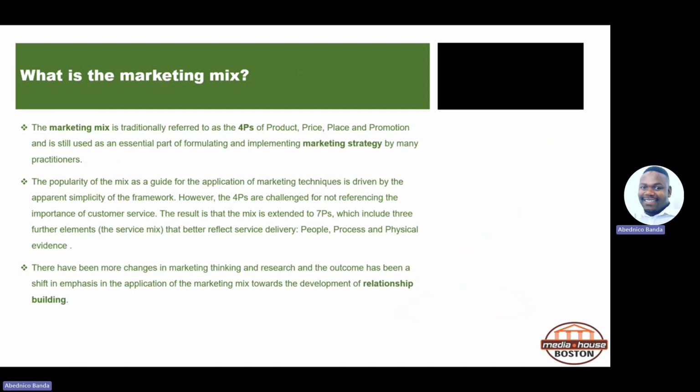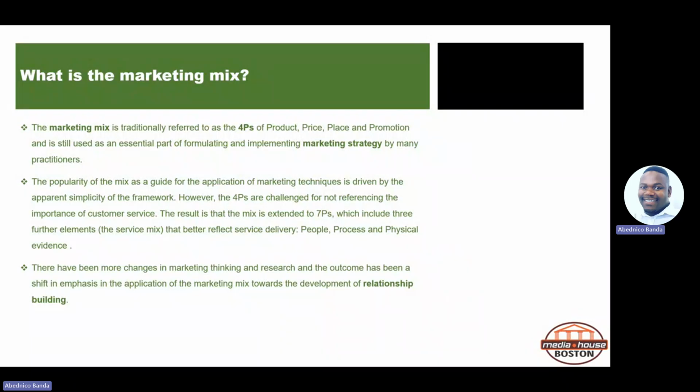Now let's dig in from a theoretical point of view. The marketing mix is traditionally referred to, but with the introduction of digital platforms, the 4 P's have then expanded. The 4 P's is still relevant, especially in South Africa, because we're still utilizing traditional marketing.